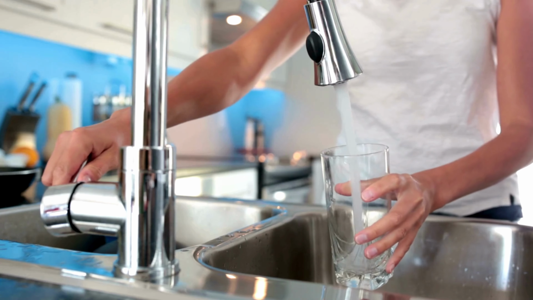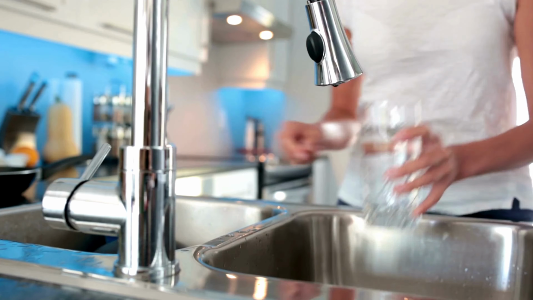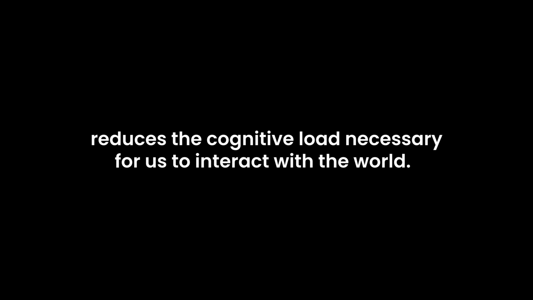Abstraction is necessary for a variety of different reasons. Firstly, it simplifies complexity. Often, complexity is irrelevant to us. All we care about is that given a specific input, we receive a predictable output. For example, we don't care to understand how our plumbing works, but when we turn the tap, we expect the water to flow. This simplification of complexity reduces the cognitive load necessary for us to interact with the world.